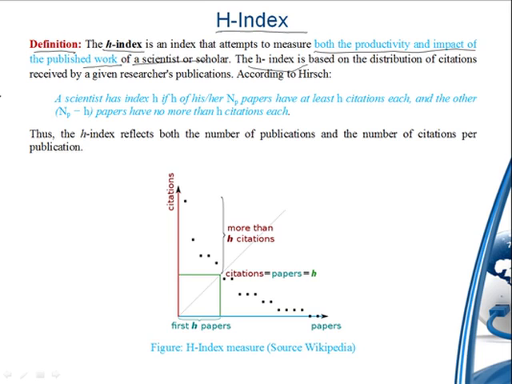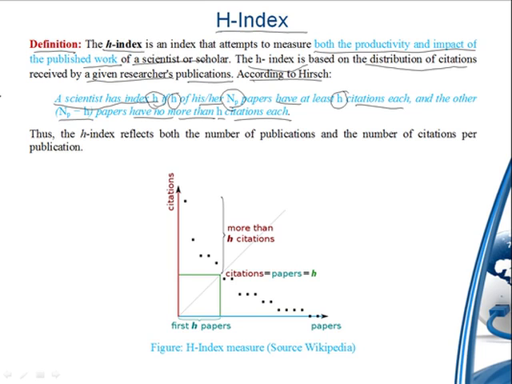The H-index is based on the distribution of citations received by a given researcher's publications. According to Hirsch, who developed the H-index, a scientist has index H if H of his or her Np papers have at least H citations each, and the other Np minus H papers have no more than H citations each.